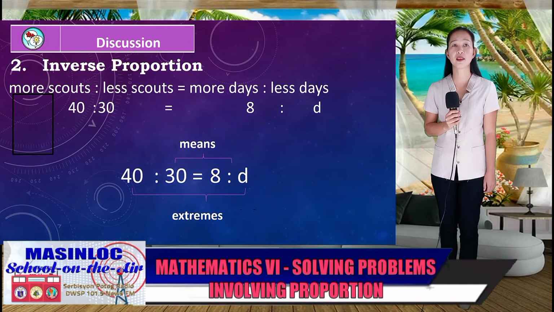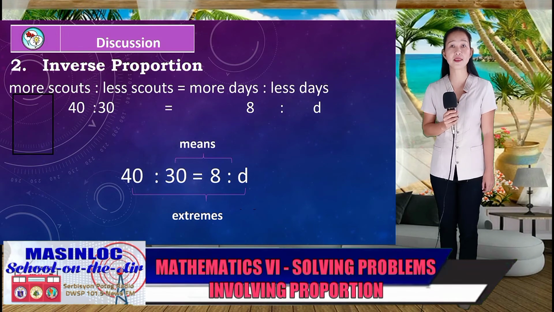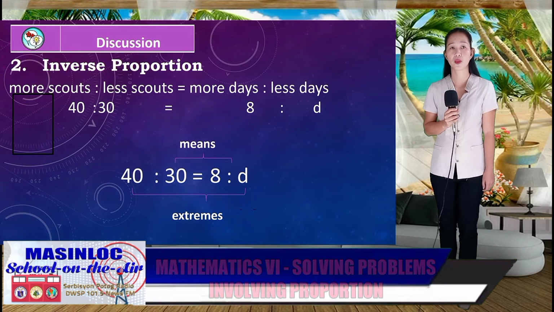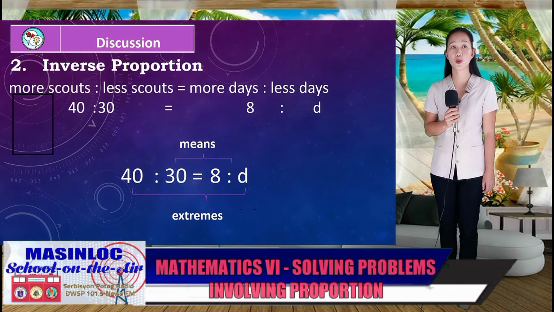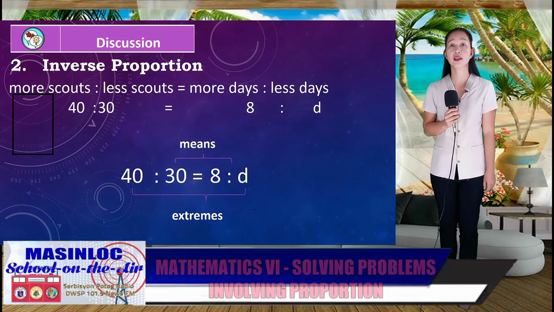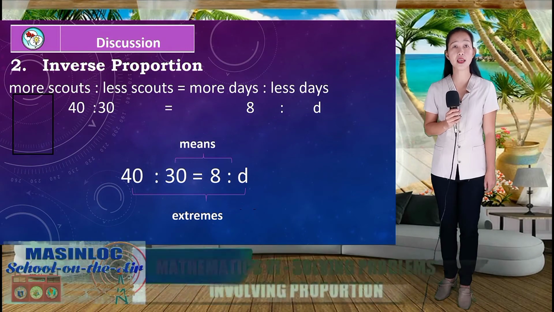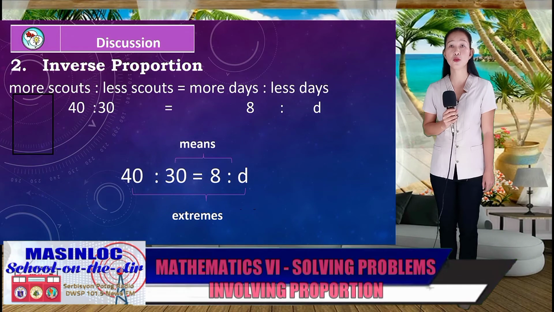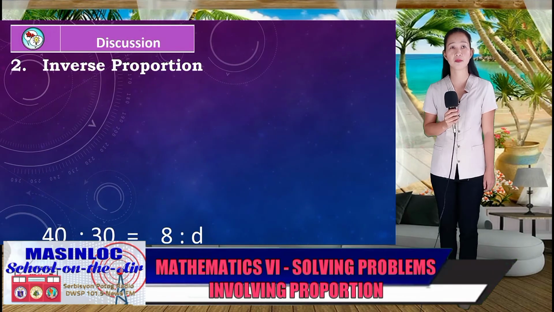Since we expect that the number of days will become less, we will represent the missing term with a variable. 40 is to 30 equals 8 is to D. After setting up the proportion, apply the principle that the product of the extremes is equal to the product of the means to find the value of D.